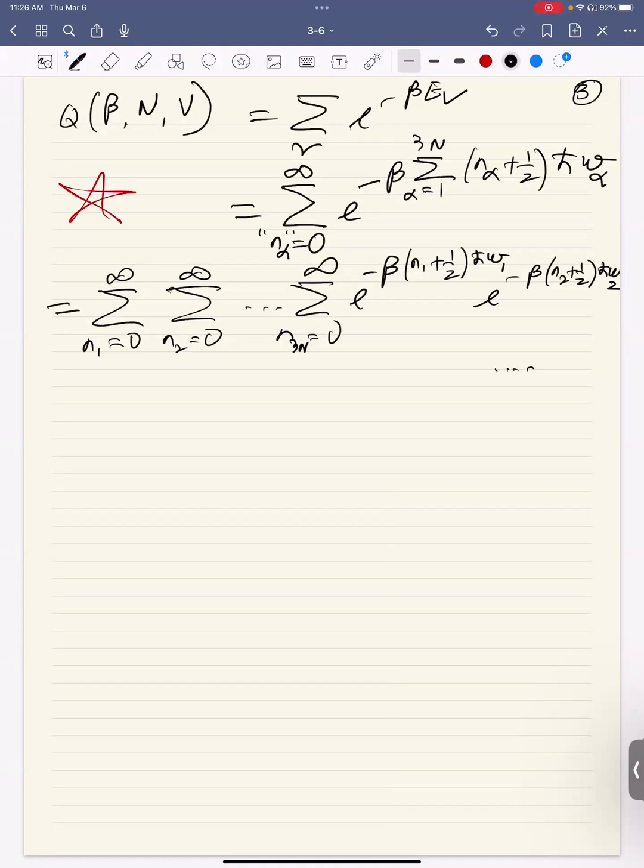But now pay attention that this term is the only term that depends on n1, right? So this can be brought over here.